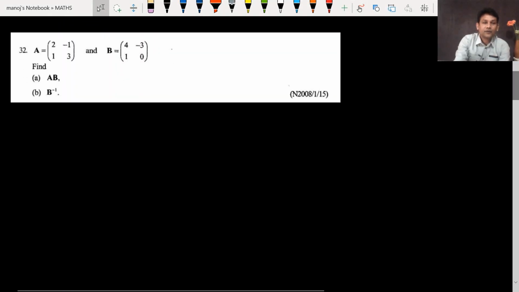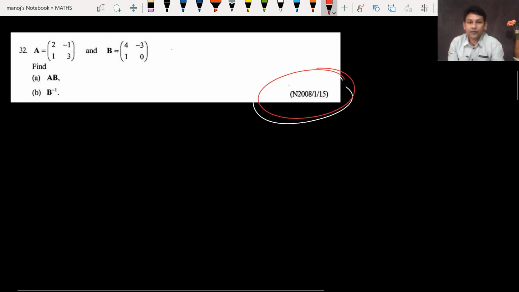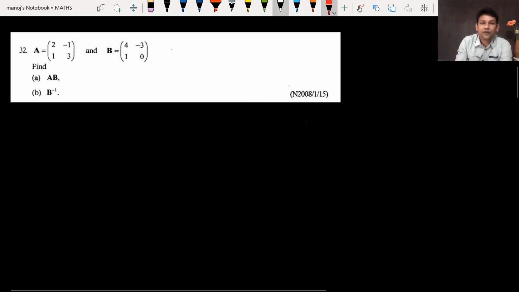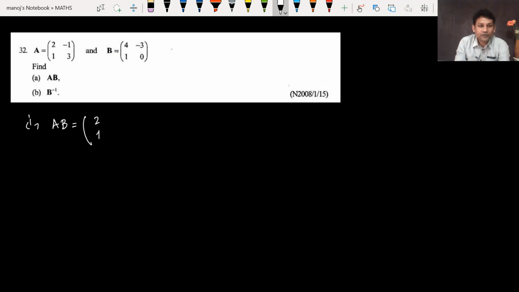Okay, this is from past paper November 8, paper 1, question number 15. We can start here now. This is multiplication of matrices. First part, we need to find A multiplied by B. Before multiplication, please do not multiply the first member of the first matrix with the first member of the second matrix, because this only applies in addition. In addition, we can add the first with first, second with second, but in multiplication we have to remember the condition of multiplication.